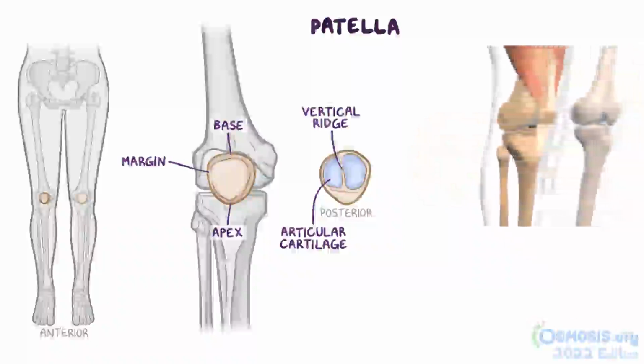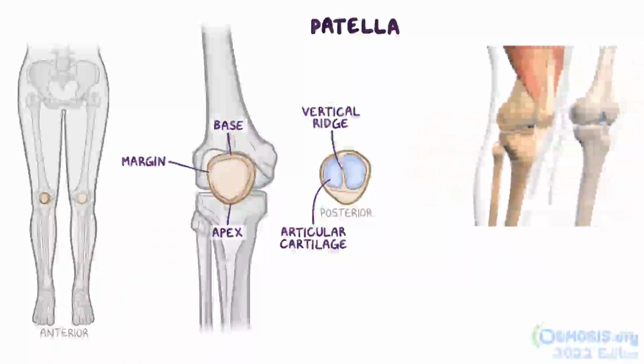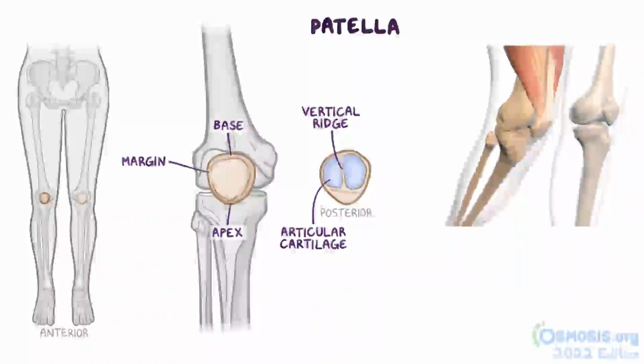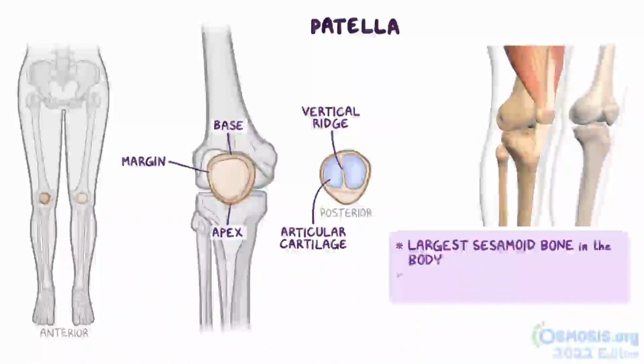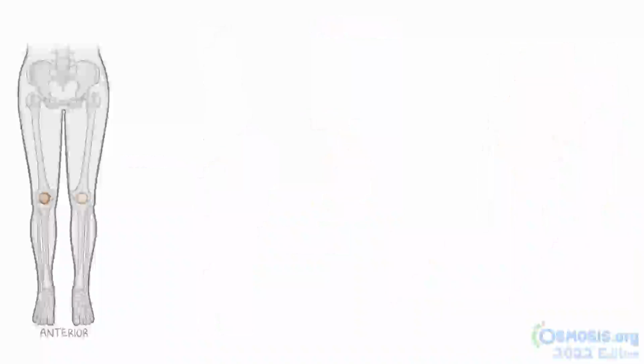The ridge, along with the balanced pull of the vastus muscles, helps keep the patella centered in the intercondylar groove as it articulates with the femur during flexion and extension. The patella acts as the largest sesamoid bone in the body and functions to provide leverage for the quadriceps during extension. And that was a breeze, wasn't it?